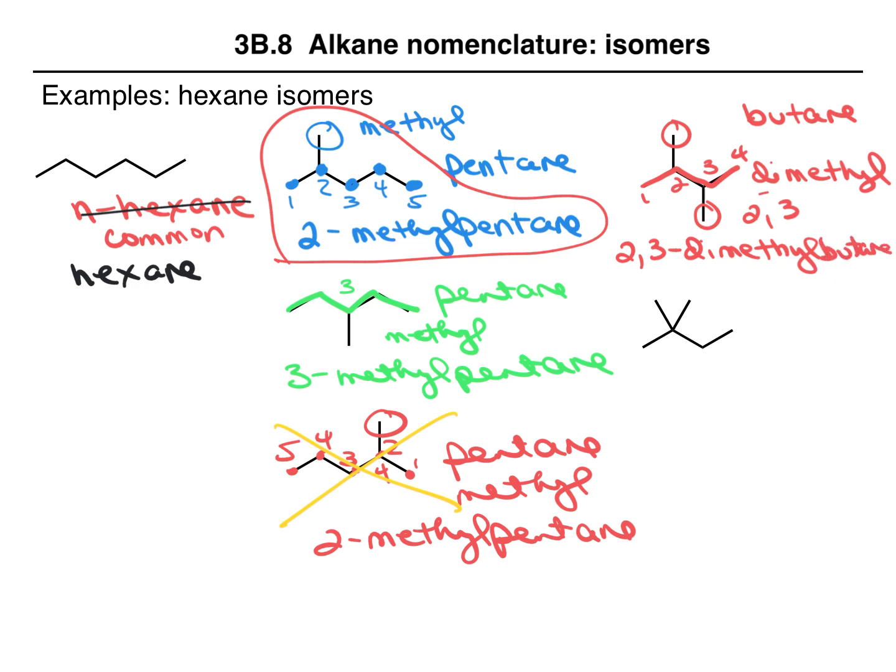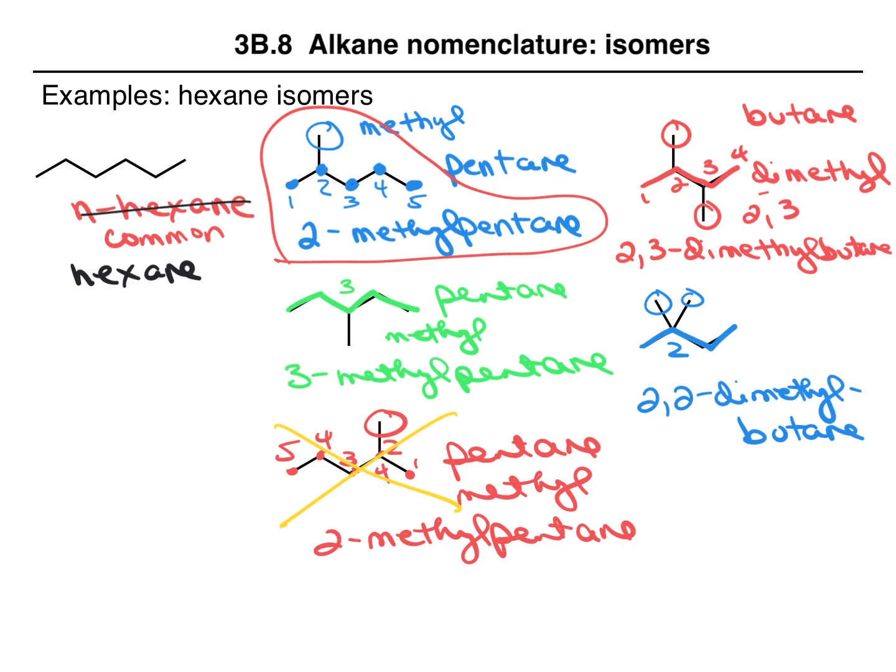The parent, the suffix, the prefix on the prefix, and the locant. For this one, 1, 2, 3, 4 carbons again, and we have 2 methyl groups. This time they're both on the same carbon, and we number from left to right to give this carbon number 2. So this would be 2,2-dimethyl butane.